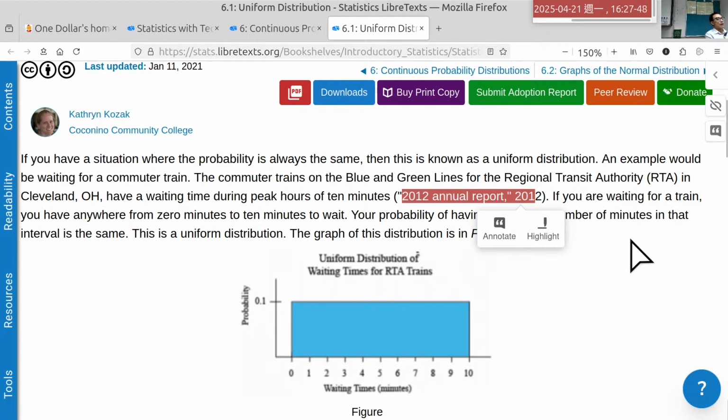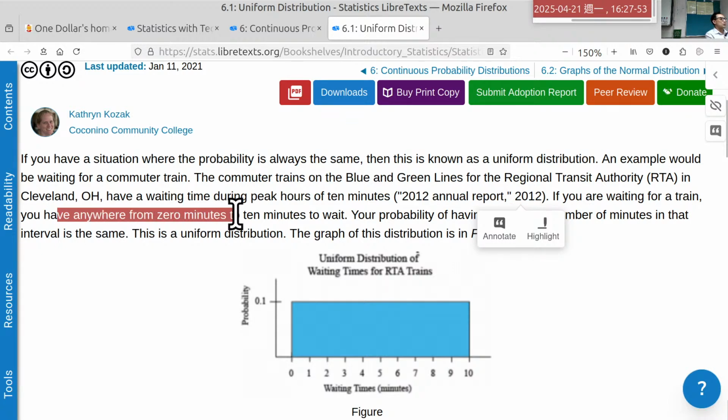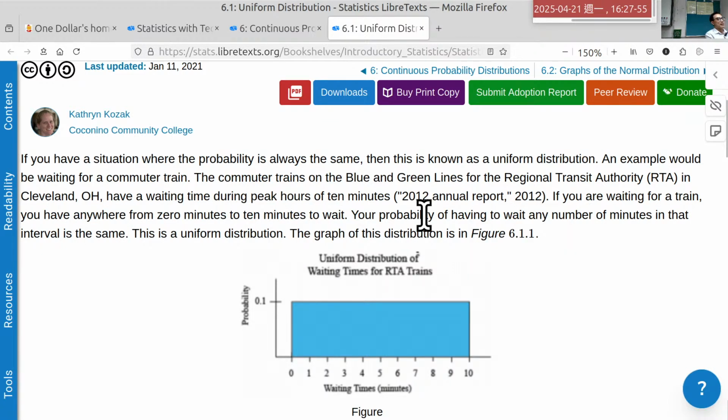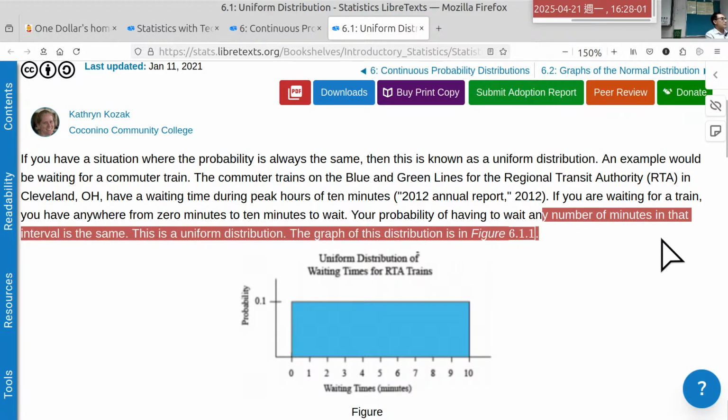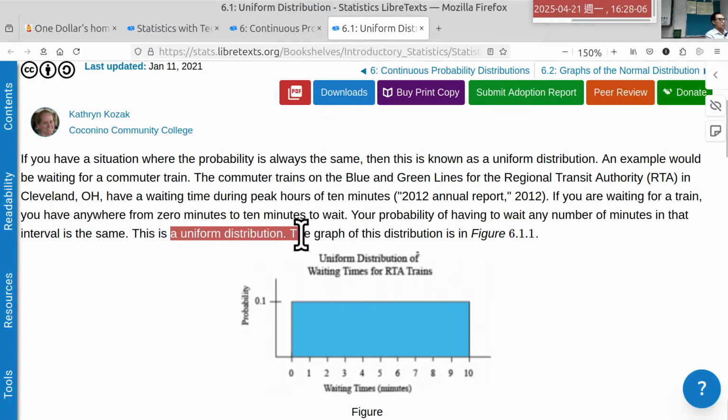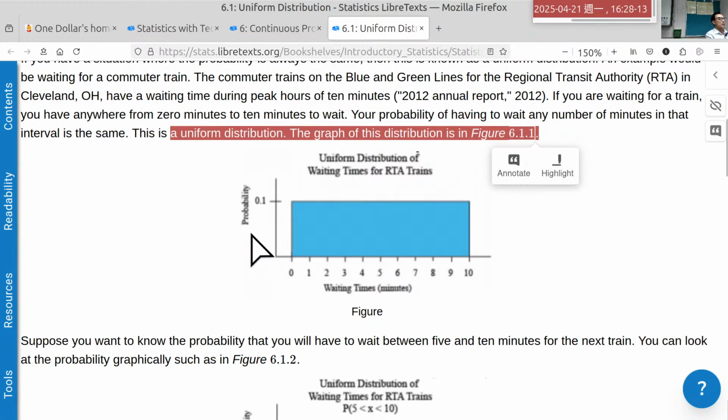If you are waiting for a train, you always wait from 0 minutes to 10 minutes. Your probability of having to wait any number of minutes in that interval is the same. This is uniform distribution. The graph of this distribution is shown as 6.1.1. For waiting times of 1 minute, 2, 3, 4, 5, 6 up to 10 minutes, the probability is the same, 0.1.